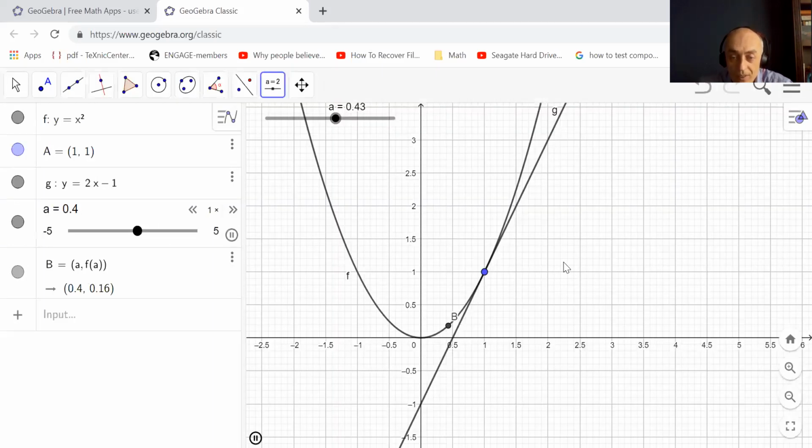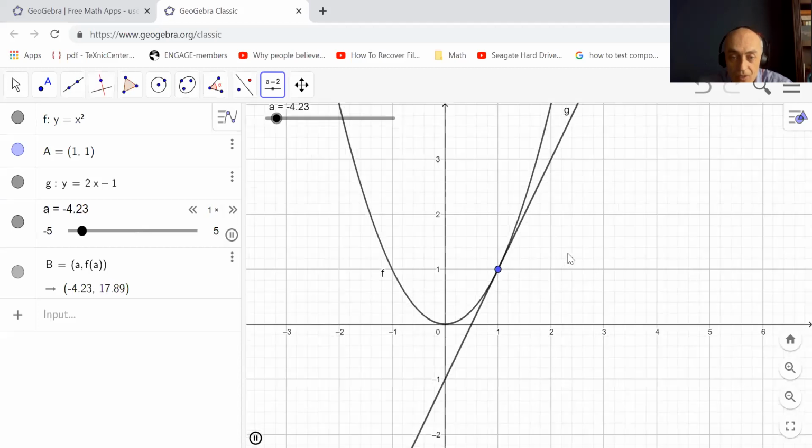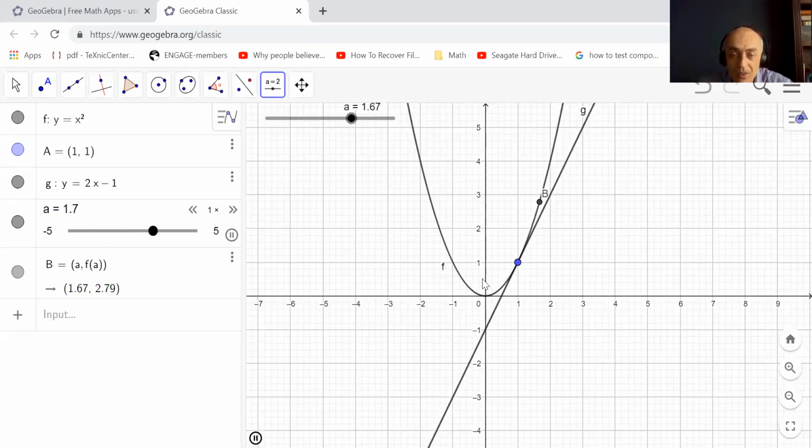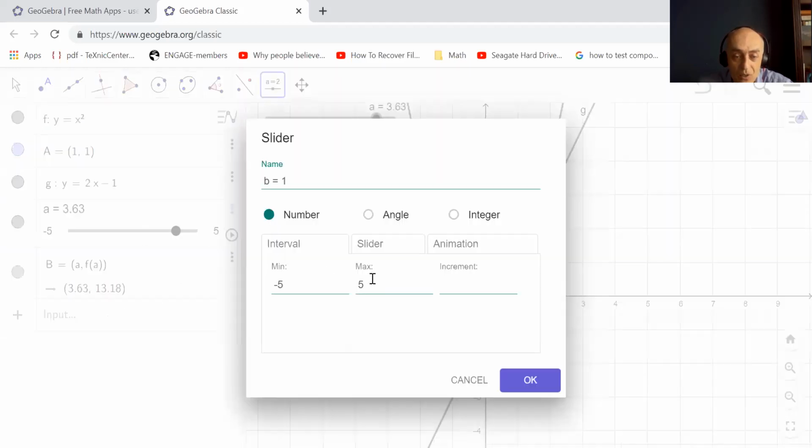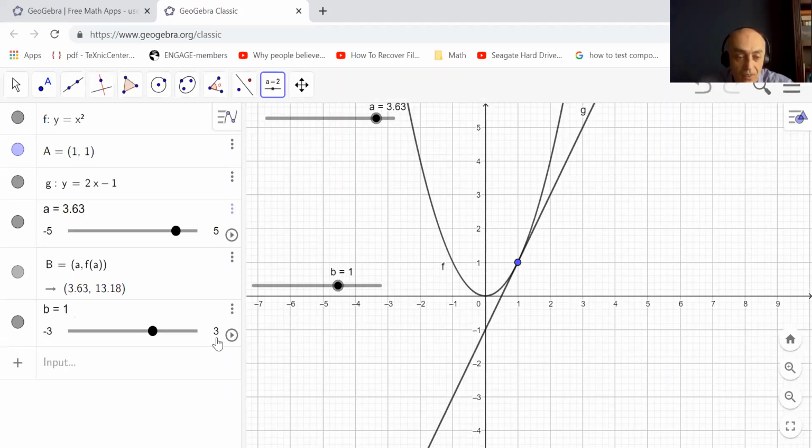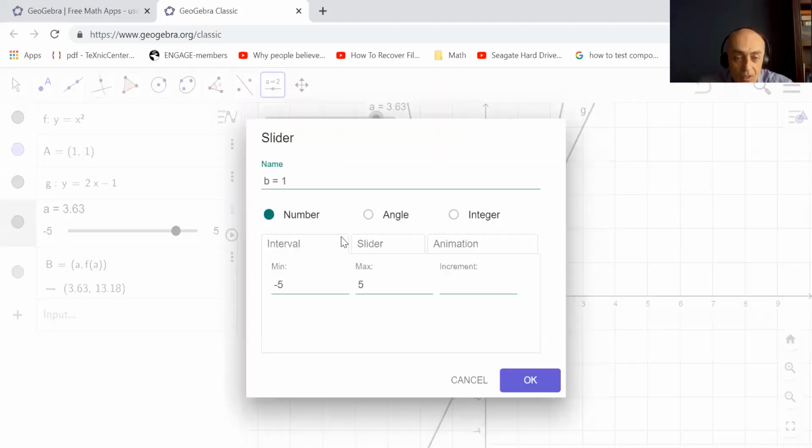There's my point. So let's show the point. It slides. Oh, there we go. There's B. So B slides up and down around the graph. And I don't need to make it this big, so let's actually make the interval for B from -3 to 3 or something like that, because I don't need to go that far. All right, so let's do that.